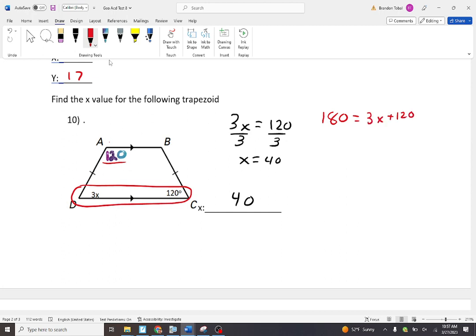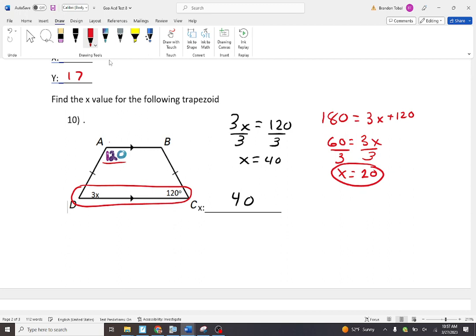What if it's in the opposite one? You would still do the same thing, because it's depending on the floor. So then, minus 120, that's 60 equals 3x. Divided by 3, in this case, x would be 20.